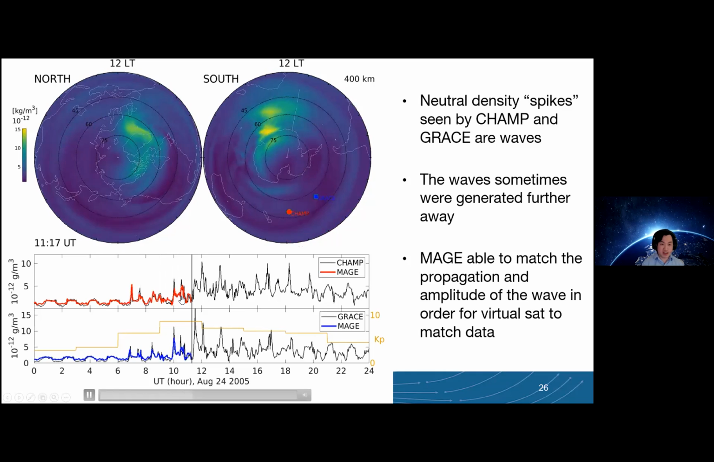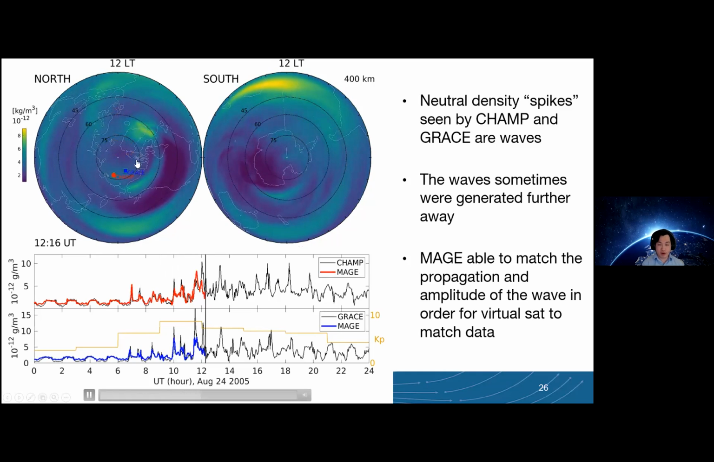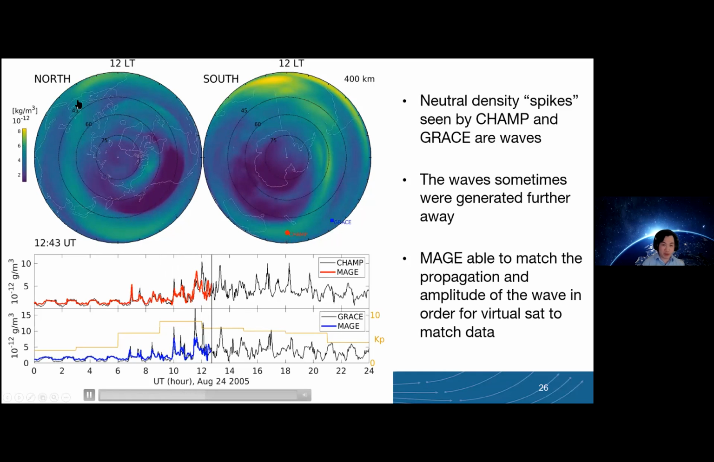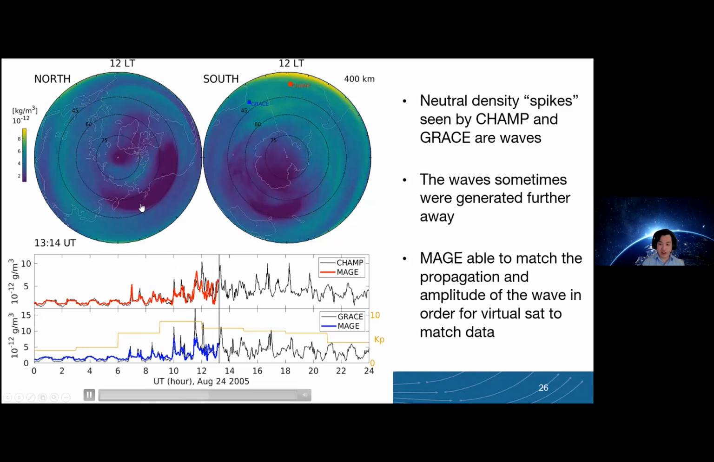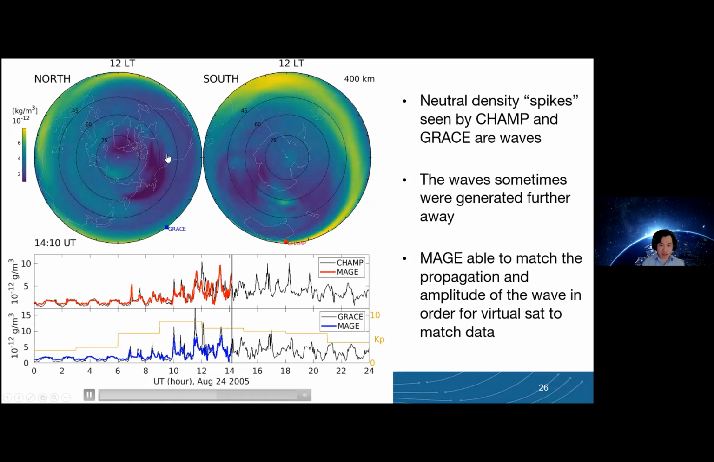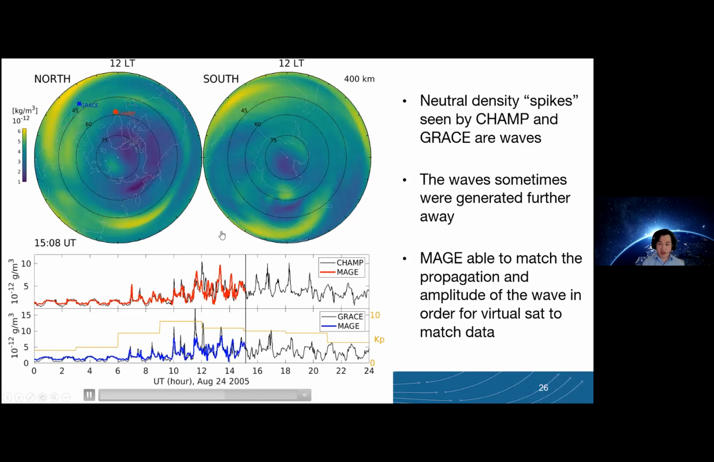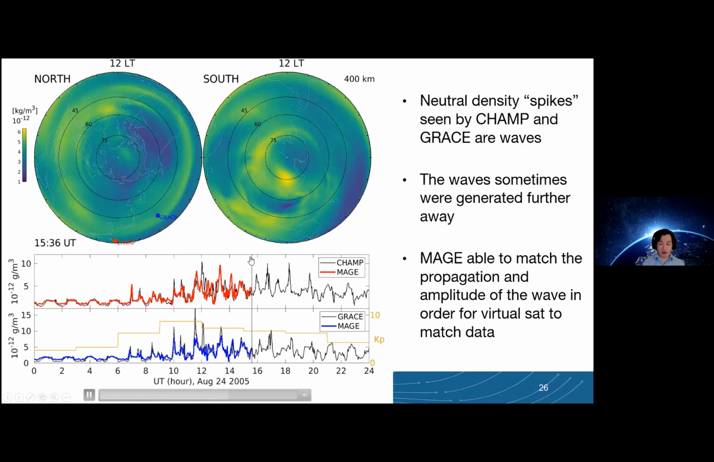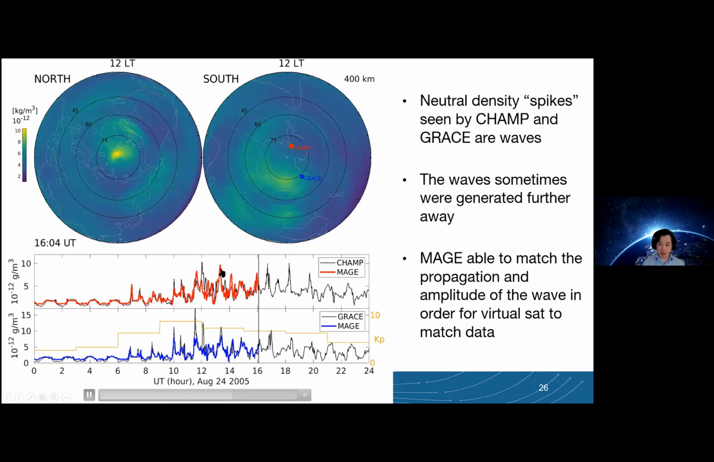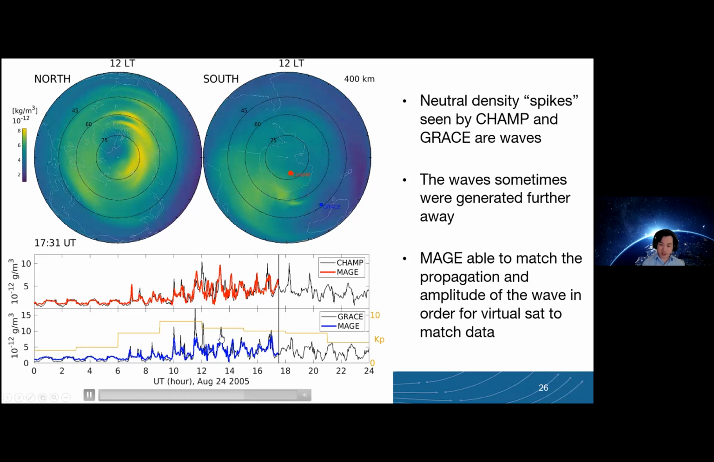But the interesting thing here is that Champ and Grace aren't seeing these spikes at the location they're generated. These waves are generated at the high latitude, they've propagated away, and then Champ and Grace are flying through them. And so we're able to propagate them at the correct speed with the correct amplitude. That's what Champ and Grace are flying through. So like this peak here where my mouse is, this peak was pretty far away from the pole, and then Champ and Grace fly straight through that, and Champ gets a really good match with the data here. We get the amplitude correct. Grace, we get close. It's not too far away.